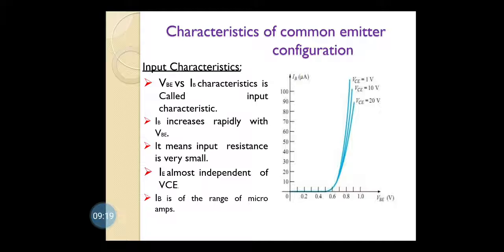So what exactly does this mean? The base current, the input current, increases rapidly with VBE, which means a small change in input voltage increases the current drastically. This is a non-linear change. Remember, we studied non-linear in chapter 1, linear and non-linear resistors also. So a slight change in voltage gives a very big increase in current. This is what happens, and it also means that the input resistance is very small, because maximum current is flowing.